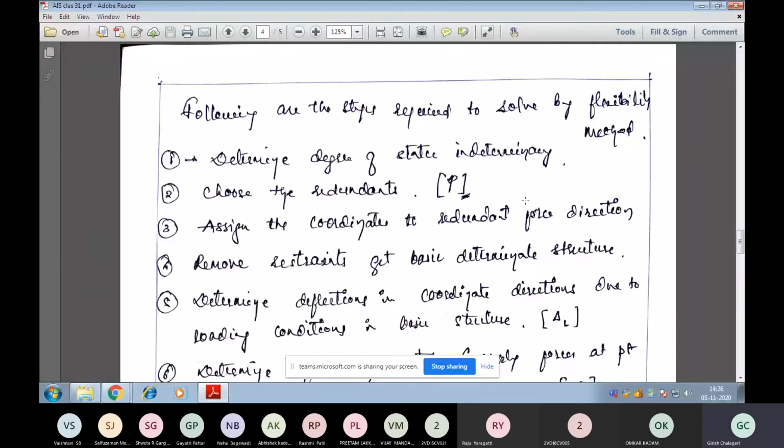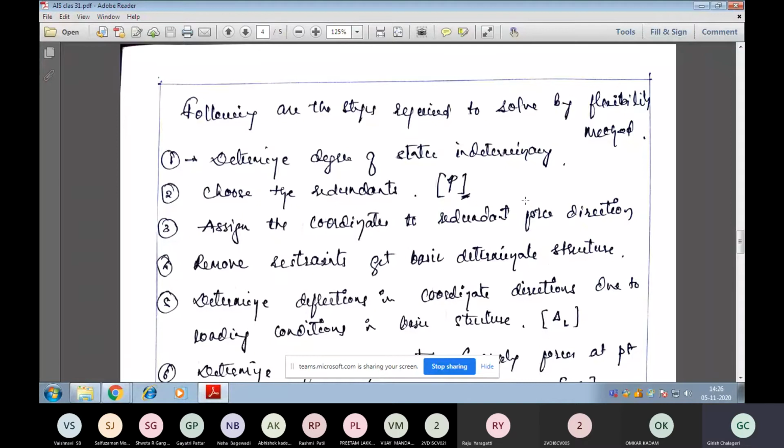For example, if a structure is given, in that the number of unknowns is 5 numbers. Our equations of equilibrium are 3 numbers. So 5 minus 3, 2 is unknown here. So the degree of static indeterminacy is two numbers. Redundant means the two numbers which are excess in that member. We are going to select any two forces out of the 5 unknowns, which we call redundants after choosing.